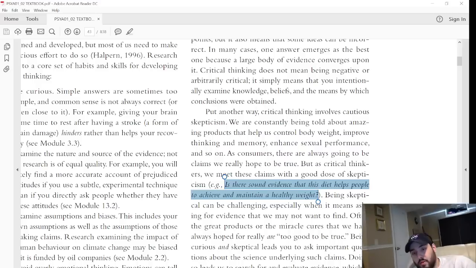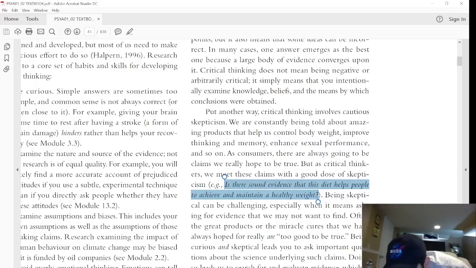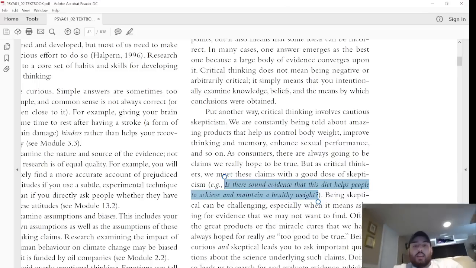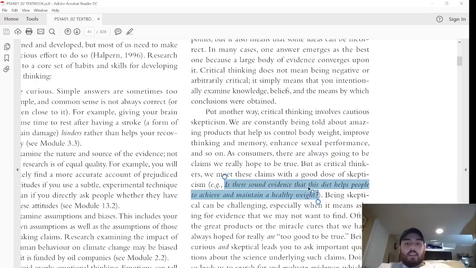Whoops, dropped my mouse there. Let me get that.